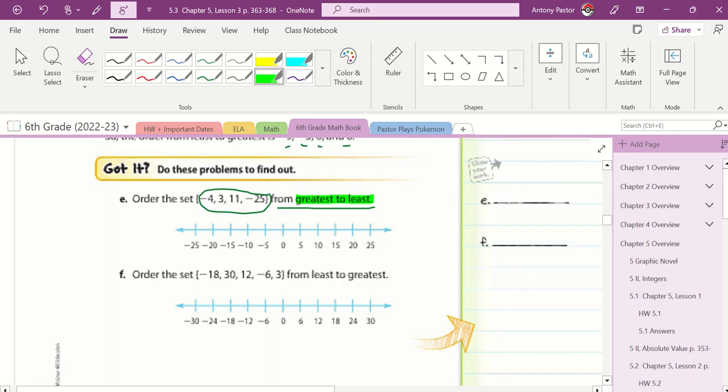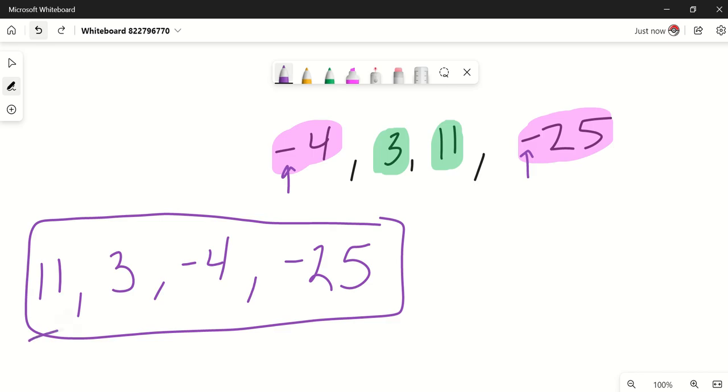Now, on here, it wants us to number line them. -4 would be right there before -5, and that little dot. 3 would be somewhere here. 11 would be right after 10, and -25 would be right here. Now, since it's asking us from greatest to least, 11, 3, -4, and -25, which is what we wrote here.